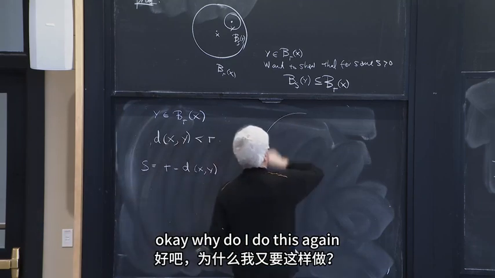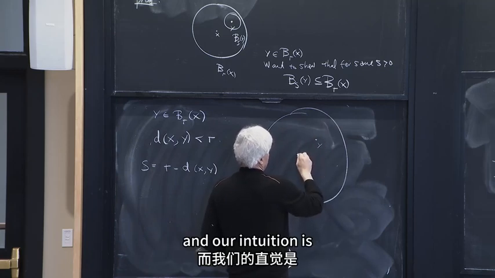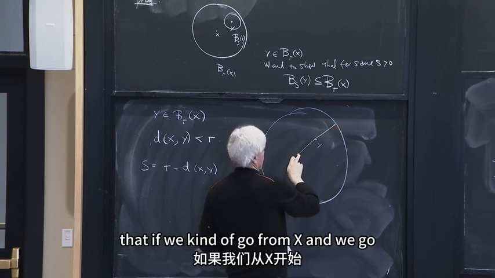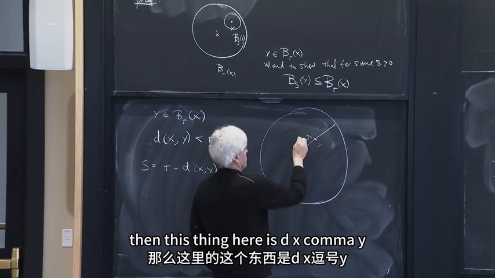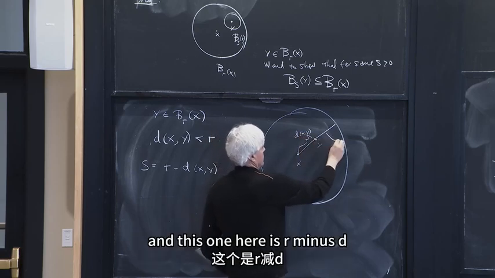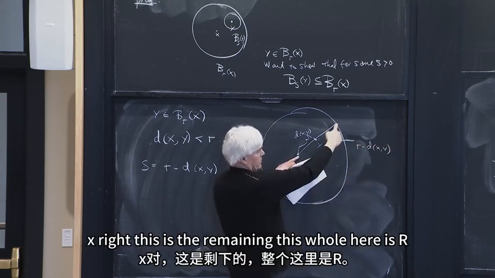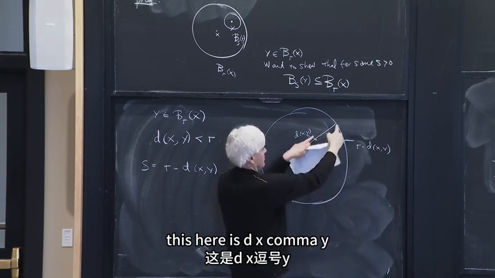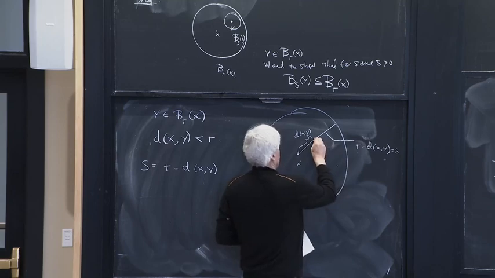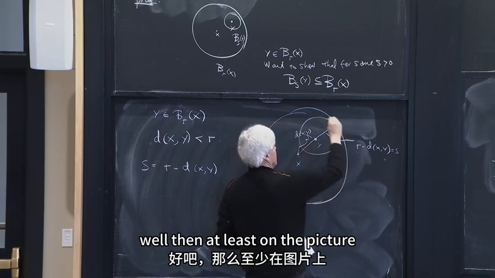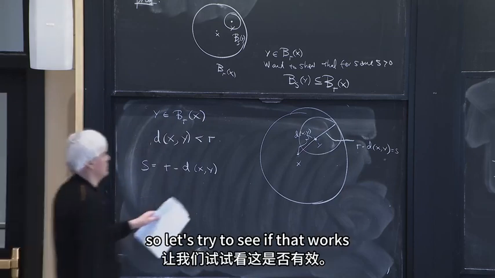Okay, why do I do this? Again, in my picture here, I have X, I have Y, and our intuition is that if we go from X through Y and then straight to the boundary, then this part is d(x,y), and this one is R minus d(x,y). This is the remaining part. This whole thing here is R. And so if you set this equal to S, and you imagine taking a ball here, then at least in the picture, this whole ball is contained in the original ball, right? So let's try to see if that works.